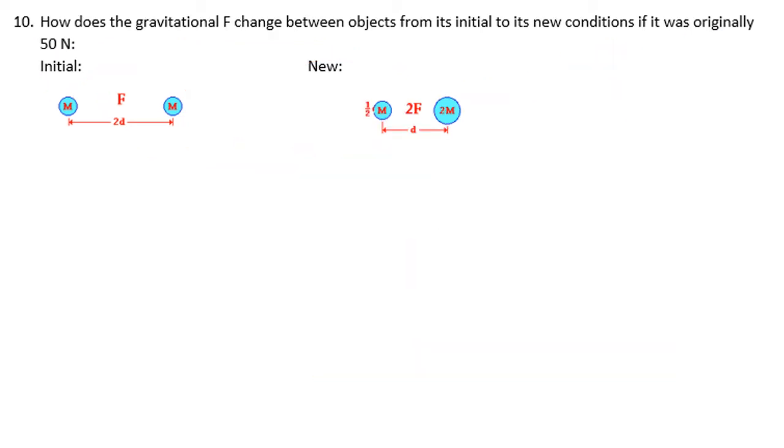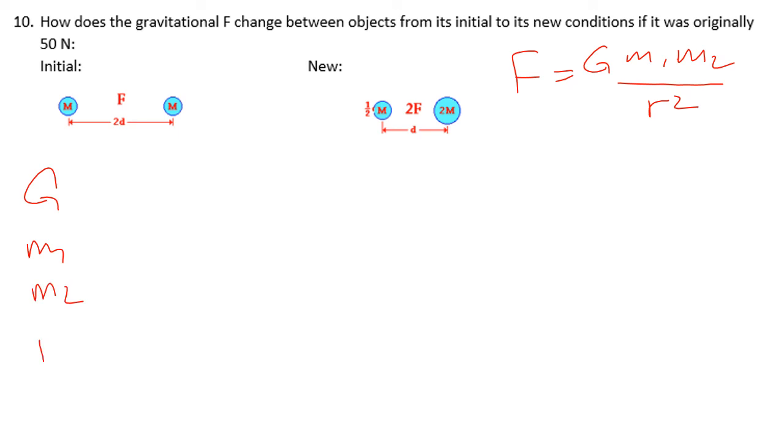And now last but not least, how does the gravitational force change between objects from its initial to its new conditions if it was originally 50 newtons? All right, so looking at everything, you can kind of have a handle on what we're doing here. So we're going to have G, M1, M2, R. This first guy's going to be M1, this second guy's going to be M2. We have our difference. Looking at how things change.